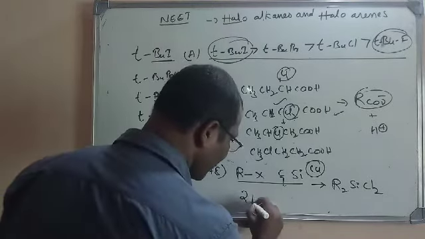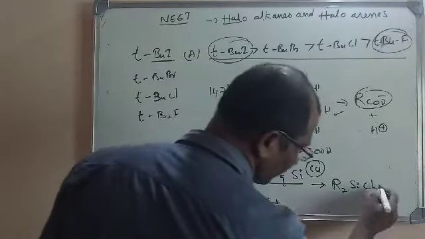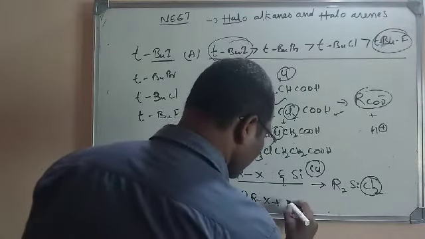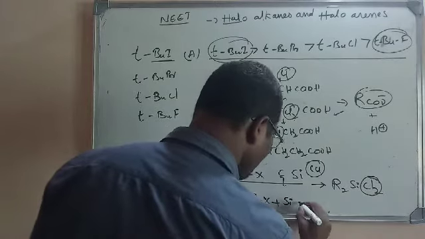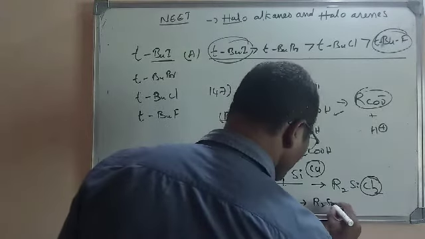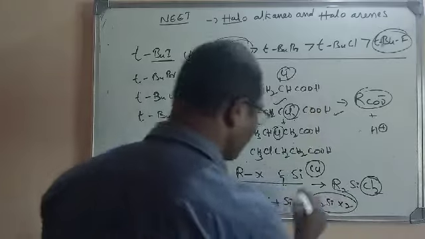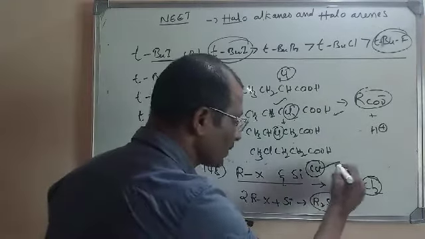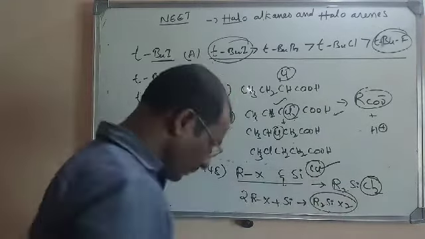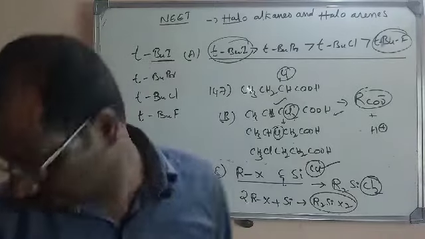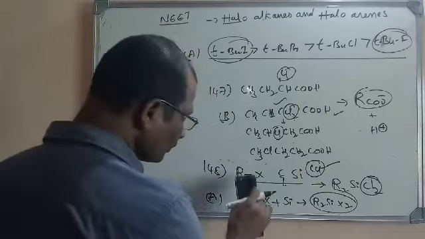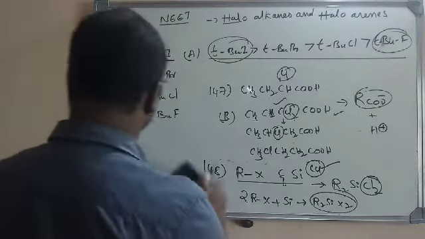If you take this equation, 2RX, here for example I have taken chlorine; it can be in general a halogen. Silicon is taken, then what we get is R2SiX2, the silane is formed. It is treated with copper powder. So it is a direct one. What is the option here? The first option itself is the correct option, that is copper powder. So alkyl silanes are formed by treating alkyl halides with silicon.